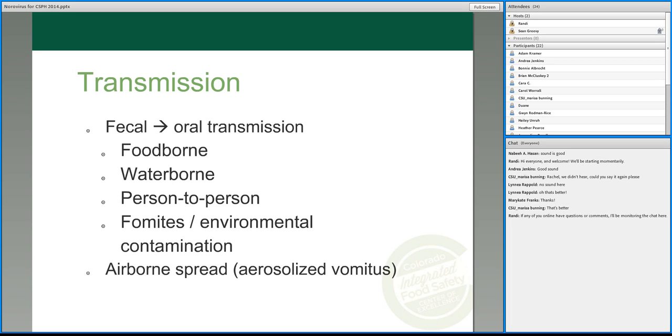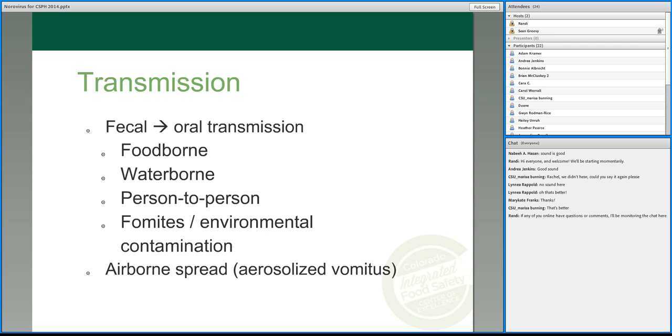So norovirus is spread through the fecal-oral route, and that can happen through food, water, person-to-person, or environmental contamination. So, for example, food: if you have a food handler who didn't wash their hands particularly well and then plated the garnish on everyone's plate for a wedding reception with their bare hands, that's a way food could become contaminated with norovirus and share it with a lot of people.